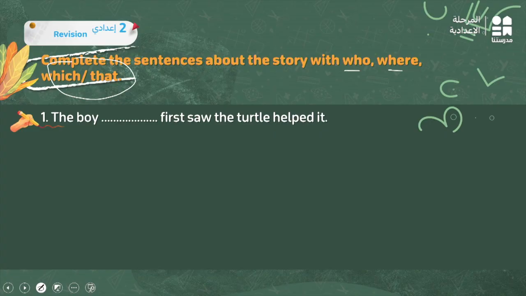Okay? So let's now have some sentences, and every sentence has a space and we should fill in every space with the suitable relative pronoun. The boy, here I have a boy and it refers to a person. So of course I shall directly remember who. The boy, space, first, so the turtle helped it. Of course I shall add here who because it refers to a person, a boy.